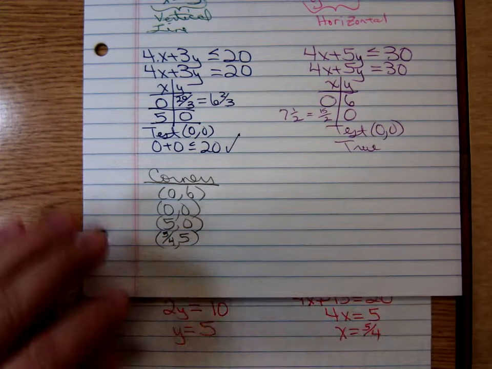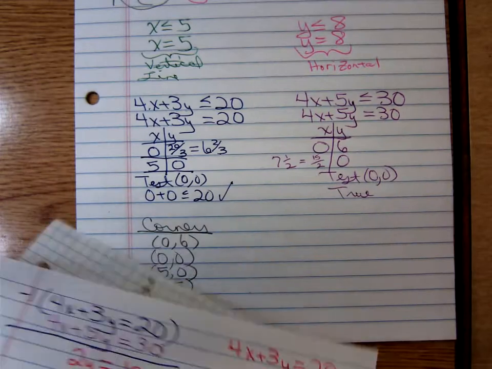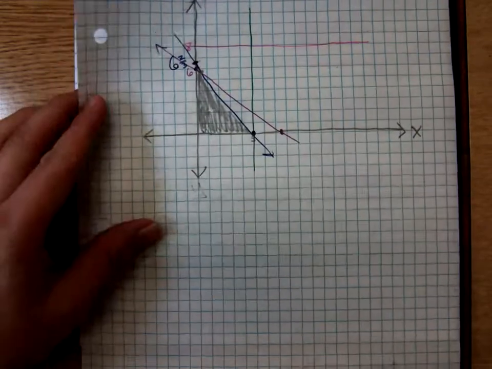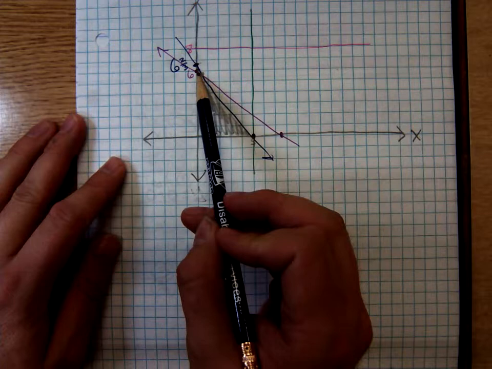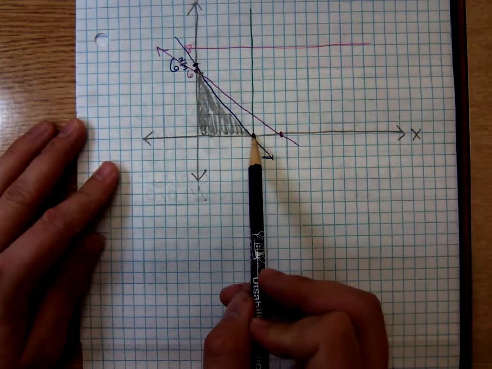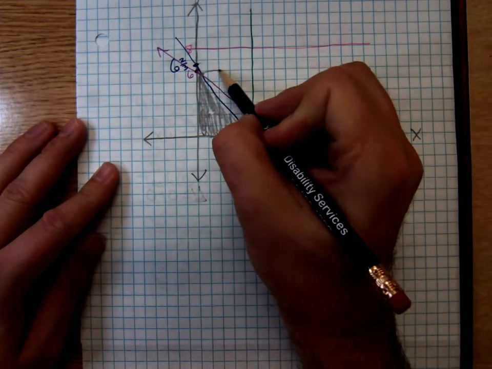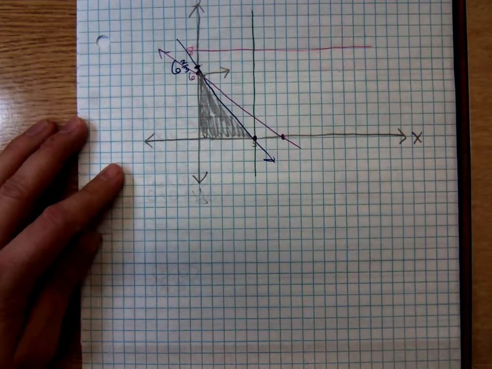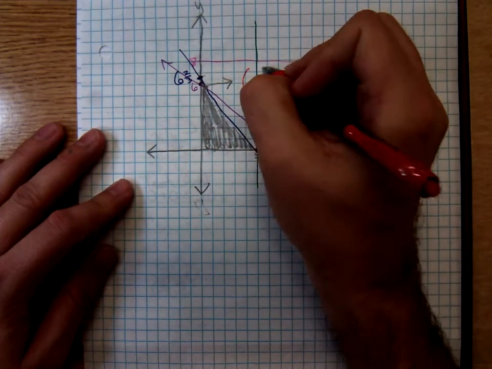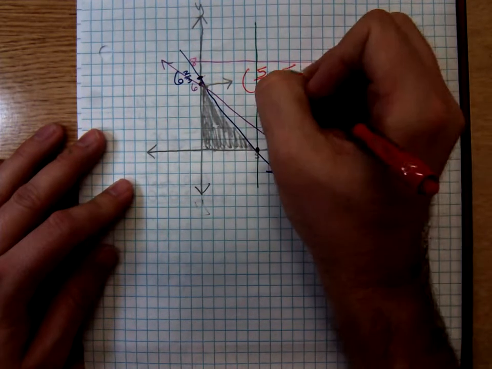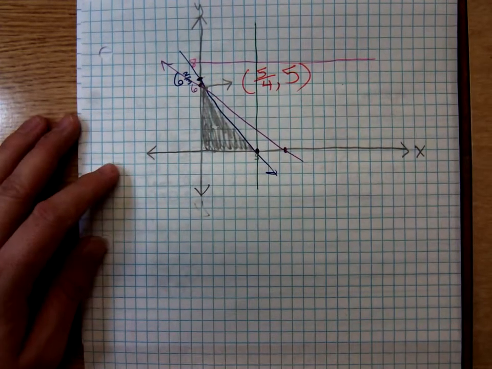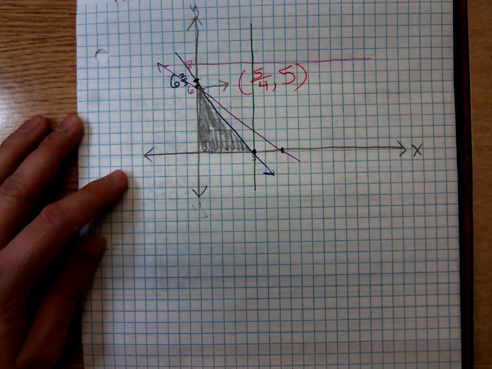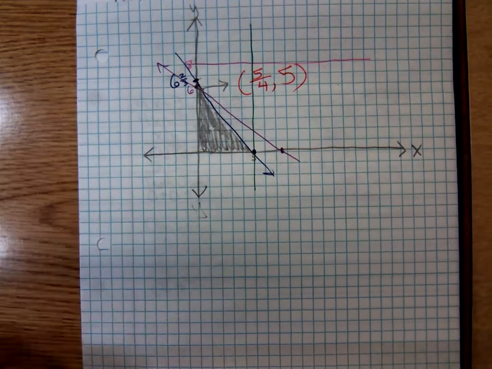So remember what my little feasible region looked like. Here it was. We were able to see 0, 6, 0, 0, and 5, 0. That corner point right there that's so hidden turned out to be 5/4, comma 5. Does that look like 5/4, 5? No, it doesn't.